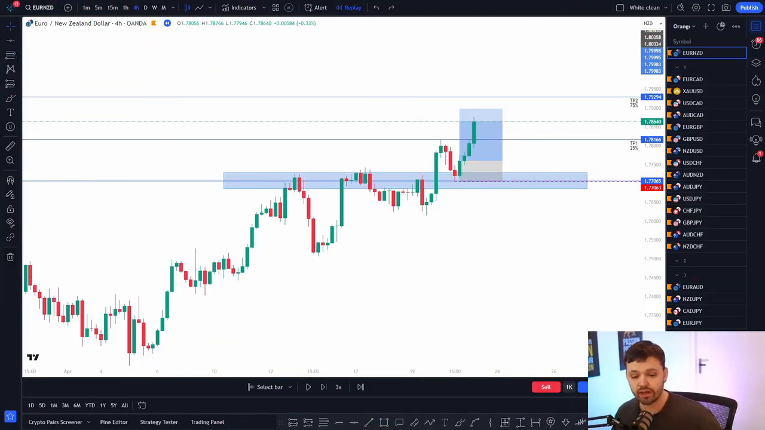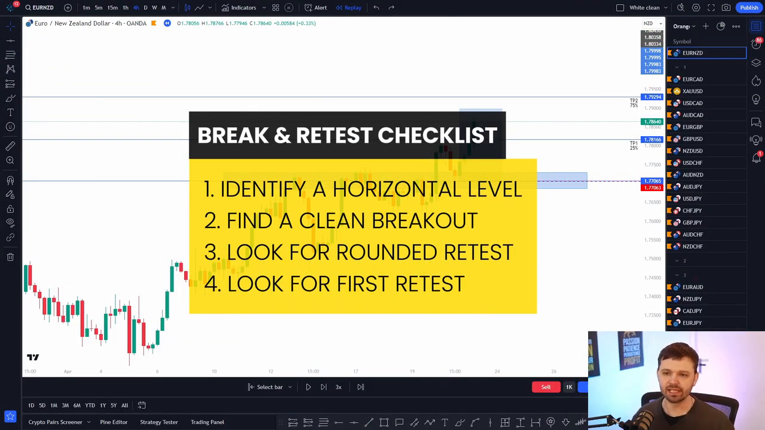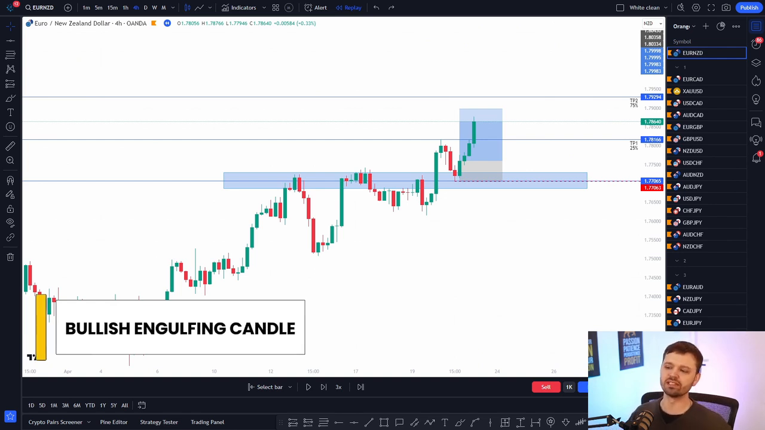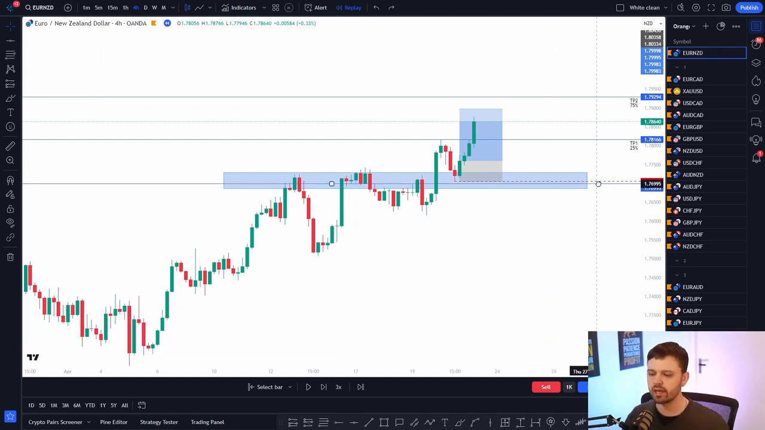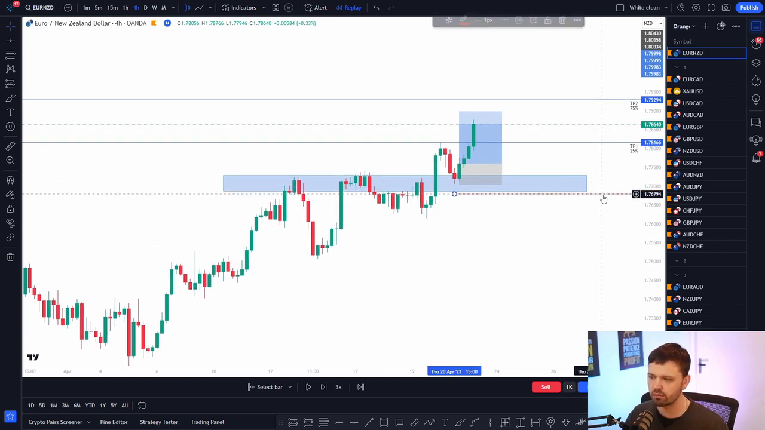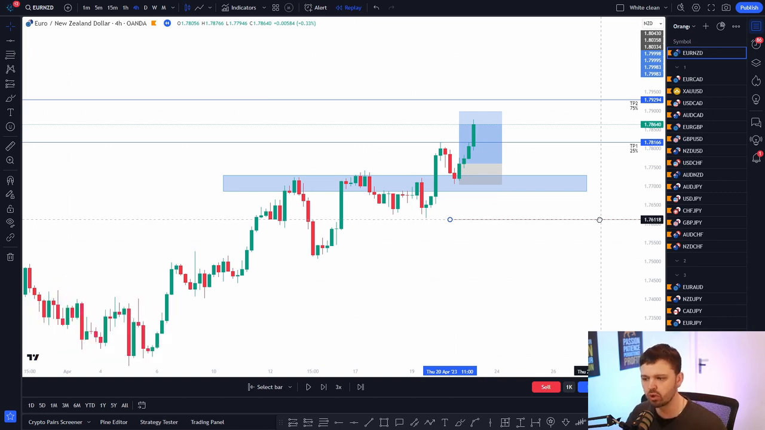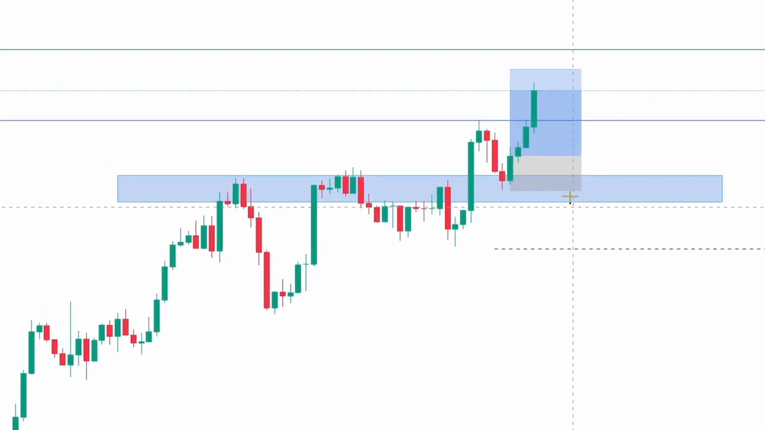All right, so far it's very simple, right? And when you look at one time frame like this, it's surprisingly simple. You basically just look for horizontal levels, the breakout, the clean rounded retest. You look for the first retest, and if there's a bullish engulfing candle, this is a good confirmation of a bounce. And if the risk to reward of the trade allows for it, it's best to have the stop loss below the previous low, the low of the move that broke the level, like this. I'm going to look at more examples shortly.